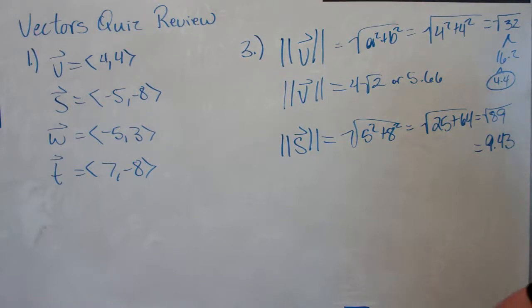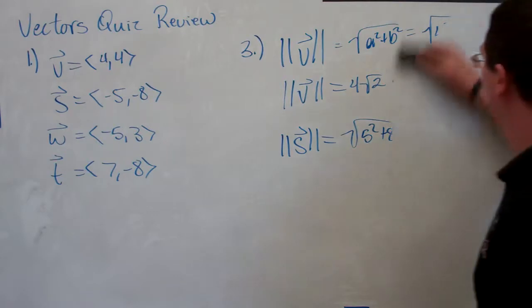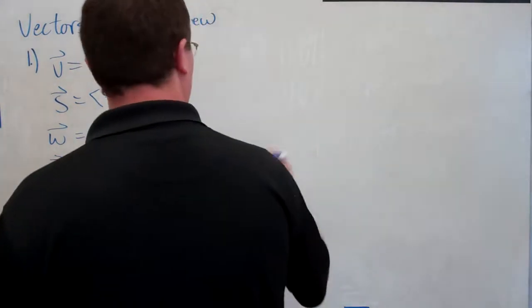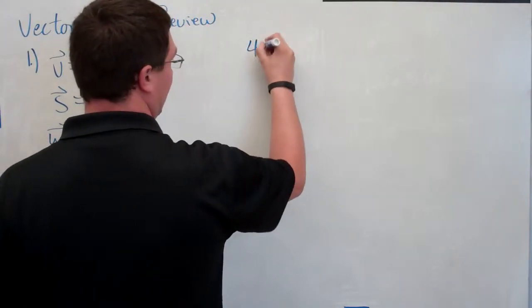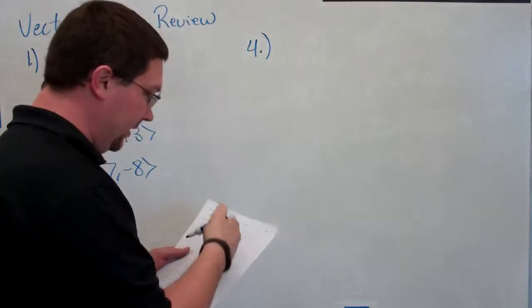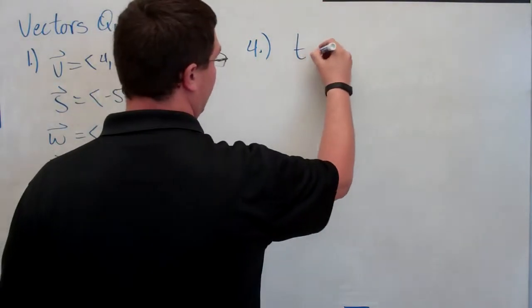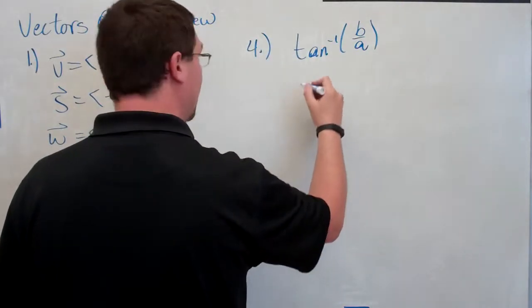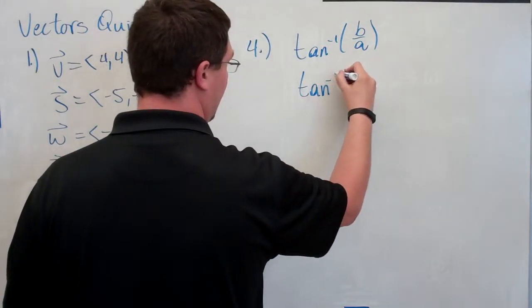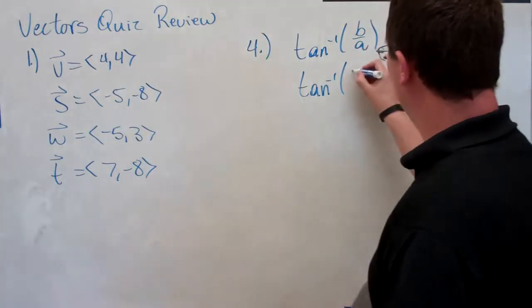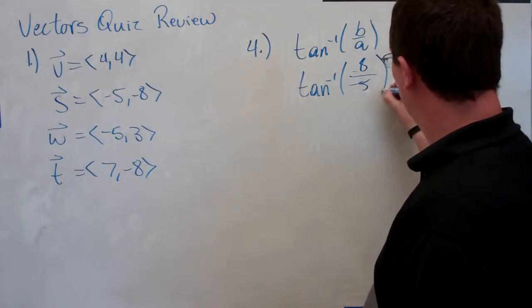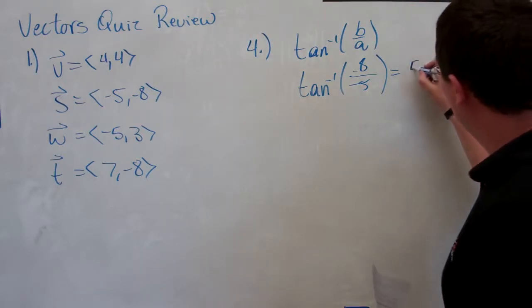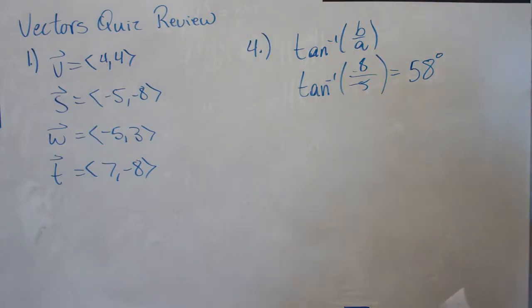Alright. Number 4. Direction angle of vector S. Alright, so your formula is again at the top of the page. Direction angle is simply the inverse tangent of B over A. So just plug in your numbers. The inverse tangent of B, which is -8 over -5. Plug that into your calculator, and it should come out to be, rounded to the nearest degree, 58 degrees.